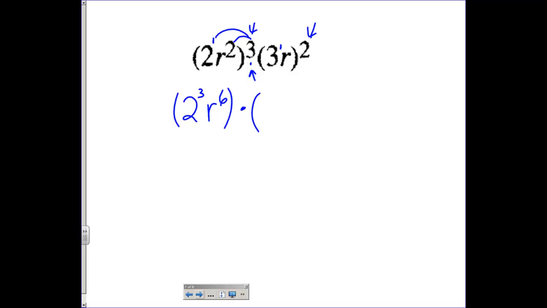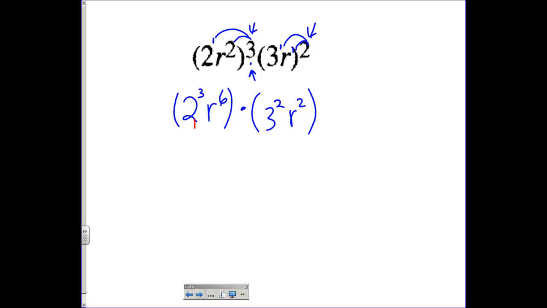Bring down my parentheses. I got a 2 times the 1 here, which is going to give me 3 to the 2nd power. And there's also a 1 on this r, so 2 times the 1 here is going to give me r to the 2nd power. So a power to a power is a multiplication of the exponents. Well, now we're just doing regular base multiplication, so we're going to add the exponents.